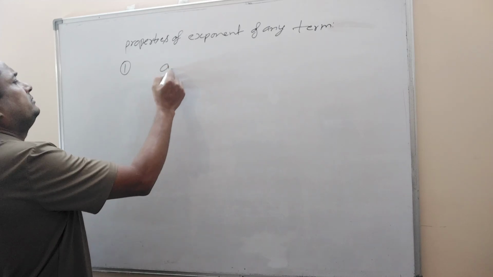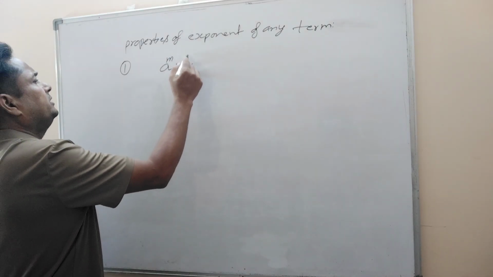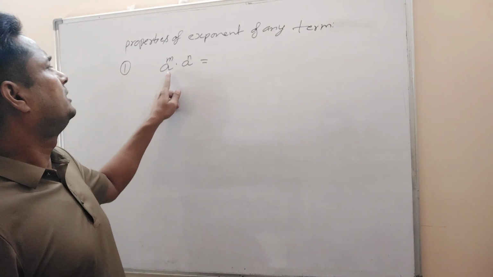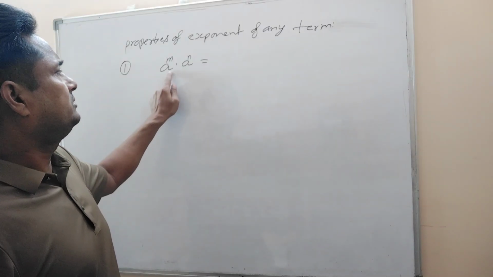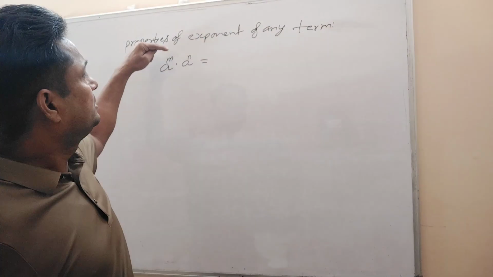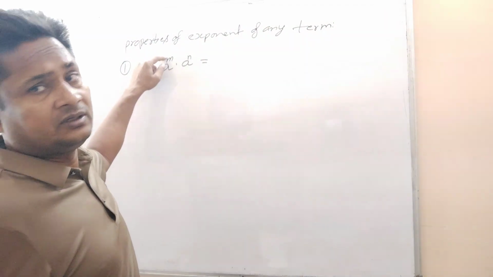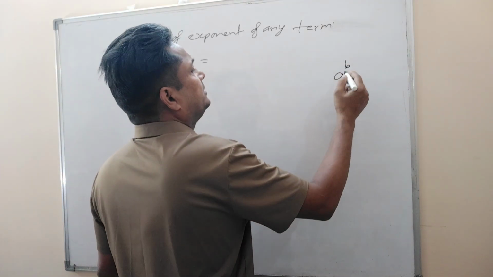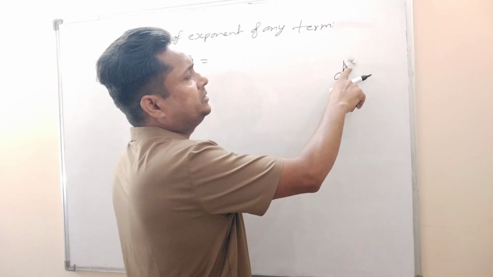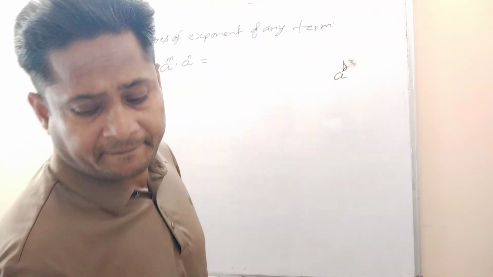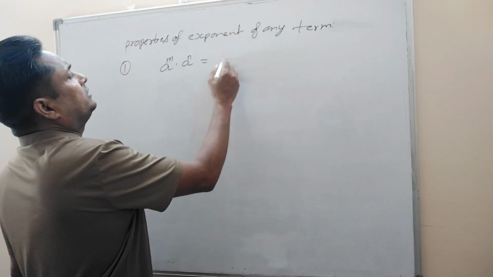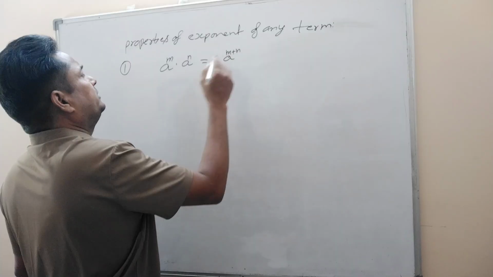So if you have a to the power m into a to the power n, in a term like a to the power b, a is known as the base and b is called its power. So the value of this one will be a to the power m plus n.